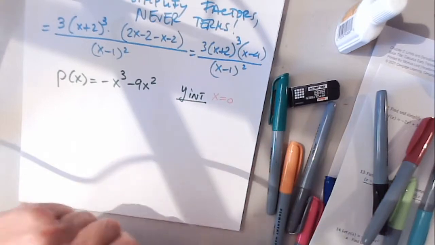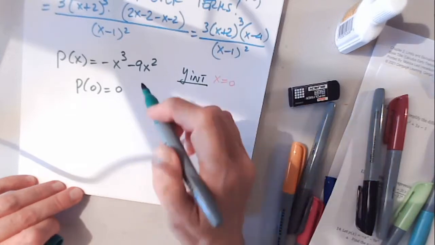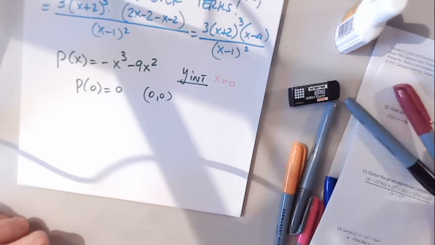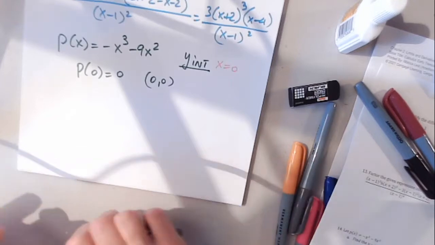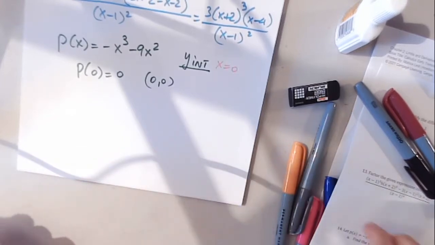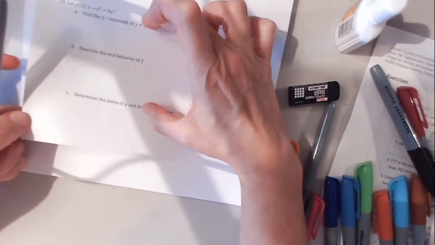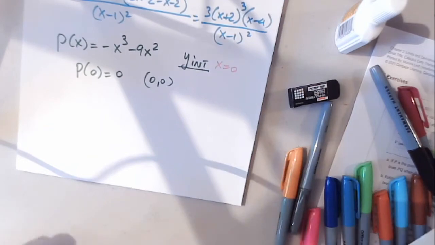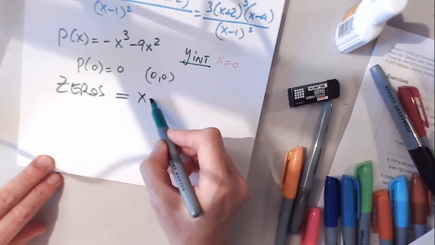Oh, this is not a good one. So p of 0 will be 0. So (0, 0) is the y-intercept. We are asked to find the end behavior, but I think it's beneficial to answer part A and then part C and then part B, because these two are connected. This is not connected to these two. So let's find the zeros first. So by zeros, we mean the x-intercepts.